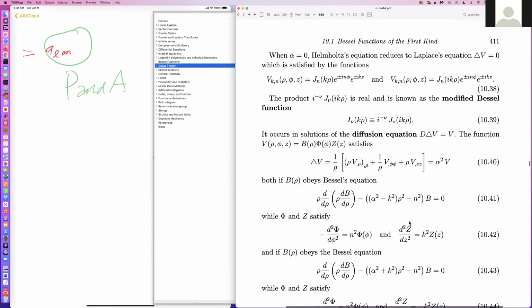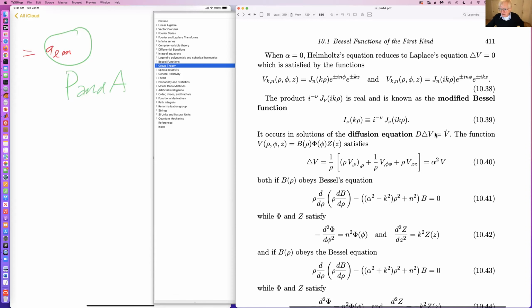And it occurs in solutions of the diffusion equation, where D, the diffusion constant, times Laplacian of V is equal to V dot. And the diffusion equation, of course, is how atoms diffuse in a gas or in a liquid.